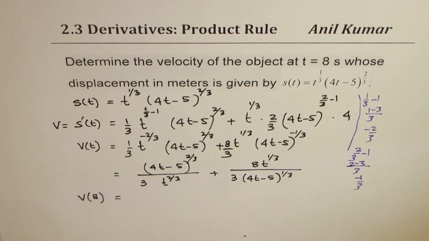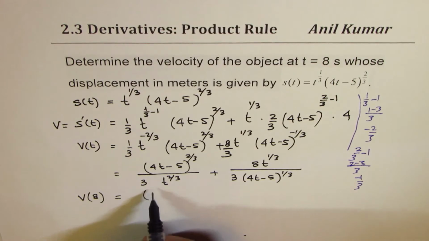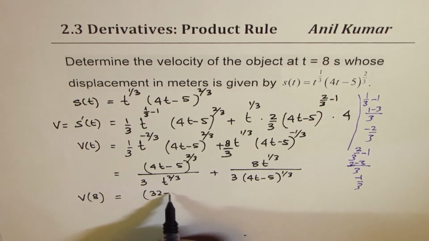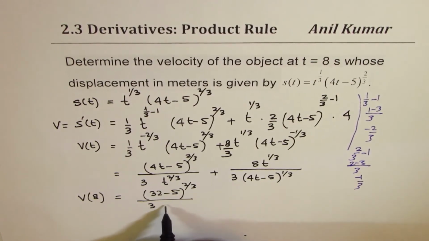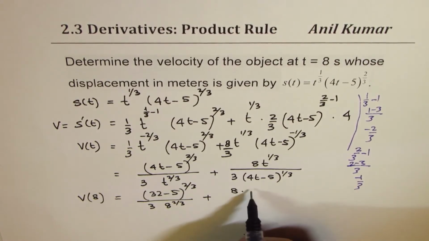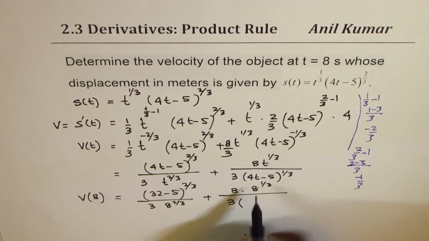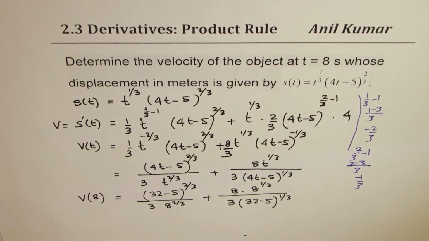So substitute 8 here. So 4 times 8, I'm writing 32 here. So what we have is 32 minus 5 to the power of 2 over 3, times 8 to the power of 2 over 3, plus 8 times 8 to the power of 1 over 3, times 32 minus 5. 4 times 8 is 32, right? That's why I'm writing 32. Correct.